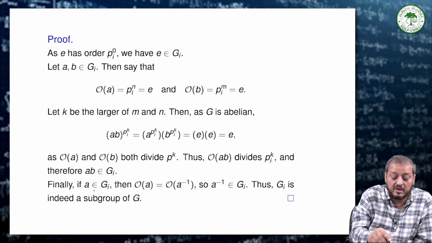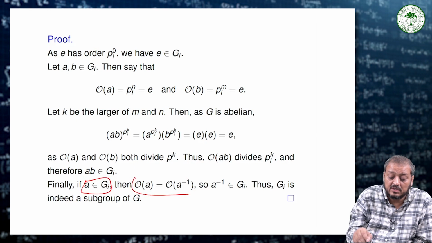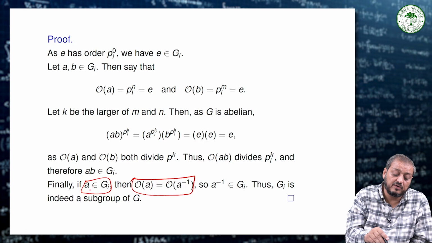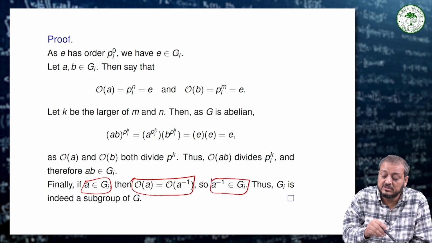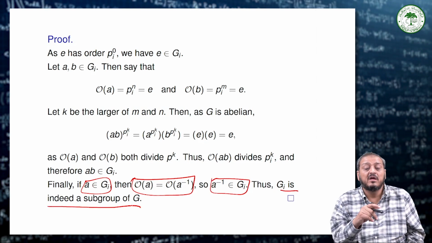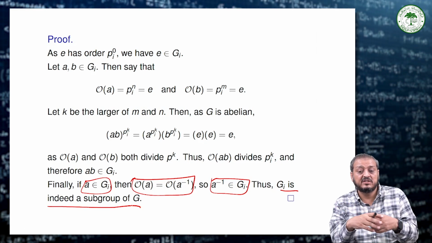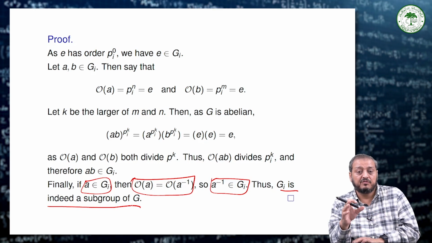You know that if A is an element of Gi, the order of A is equal to the order of A inverse by the property. What is the order of A and the order of A inverse? They are the same. So this means A inverse is also an element of Gi. This means Gi is indeed a subgroup, as it satisfies both properties of a subgroup. So we can clearly say that Gi is a subgroup of the group G.